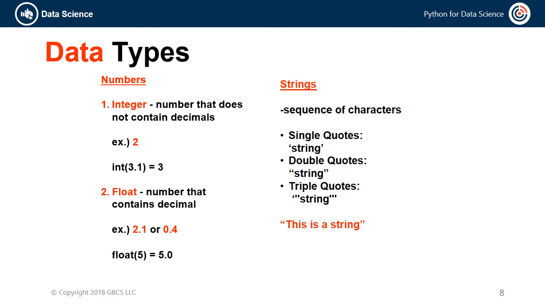When writing Python code, it is important to understand the different data types. We have numbers, which can either be integers or floats. Integers have no decimals and floats do contain decimals. Another data type is strings. Strings are initialized by putting single, double, or triple quotes at the start and end of a sequence of characters.